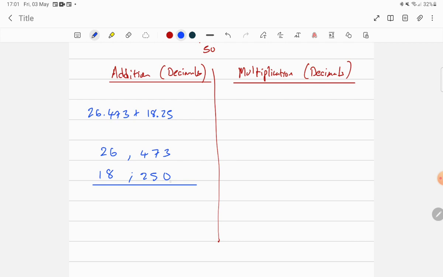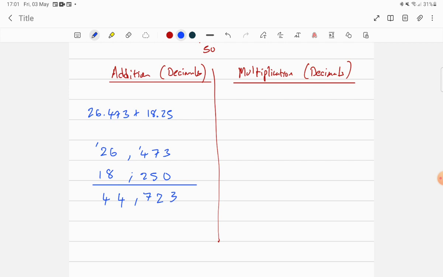So now again, let's just add going downwards. Start from the extreme right. So that would be 3. This would be 12, carry the 1. So 4 plus 2, that's 6, that's 7. And nothing to carry over, so comma. 6 plus 8 is 14, carry the 1. And then you end up with 44.723. So the carrying over works very similarly to what we did with the whole numbers.